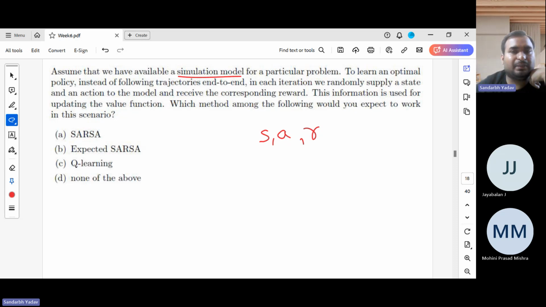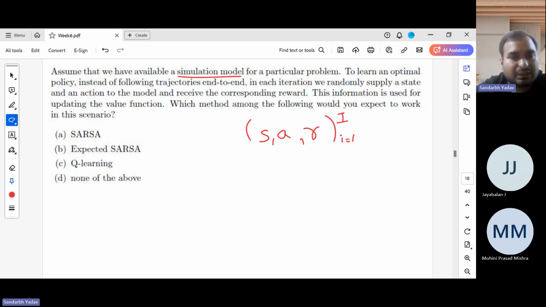This information is used for updating the value function. Which method among the following would you expect to work in this scenario? Will it be SARSA? Suppose there are I number of iterations, i equals 1 to I. Which of these methods will work in this scenario? Will it be SARSA, expected SARSA, or Q-learning? Or option D, none of the above. Something is missing here. Someone in chat, maybe answer.